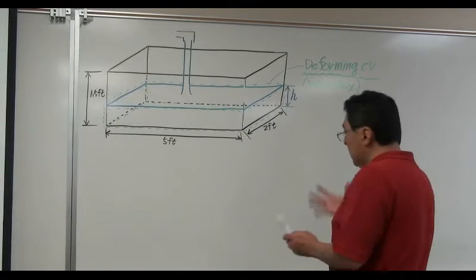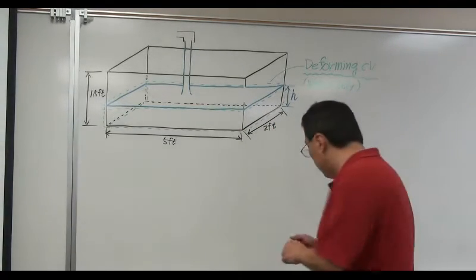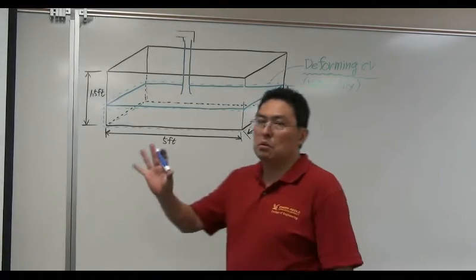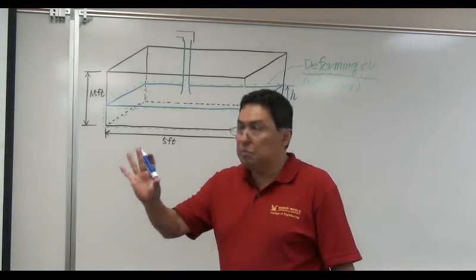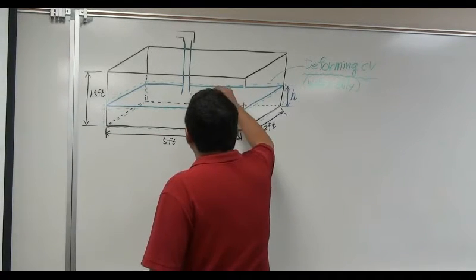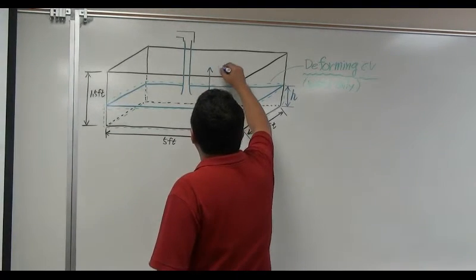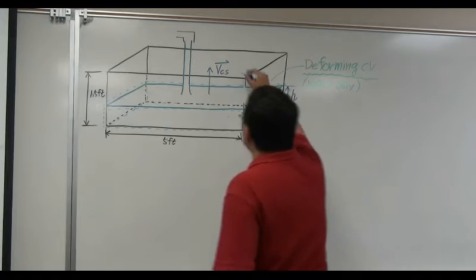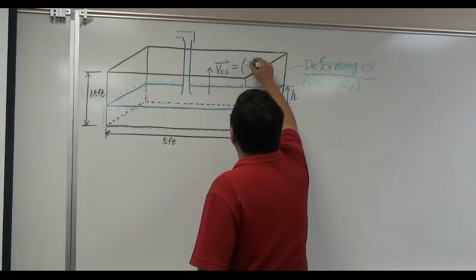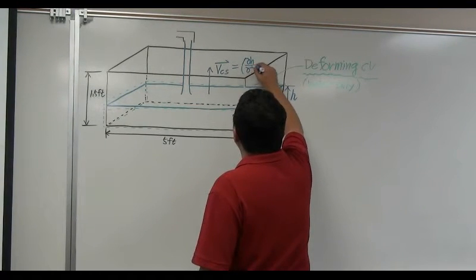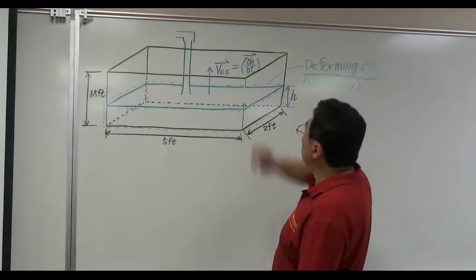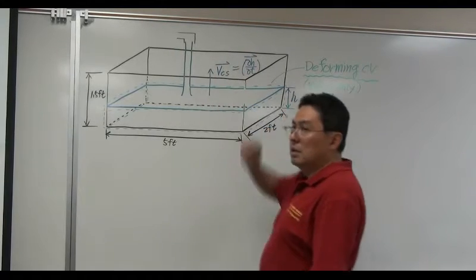Okay. What is the deforming control volume? Deforming control volume is the control volume in which one of the control surfaces is moving with a finite rate of velocity, VCS. This VCS is essentially the velocity dh/dt. Let's define dh/dt as a velocity vector, which goes upwards.